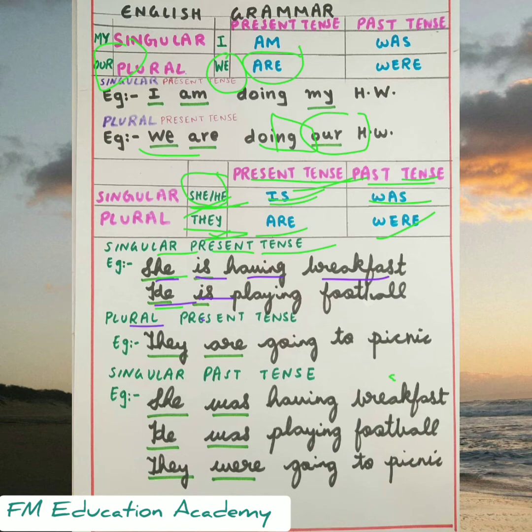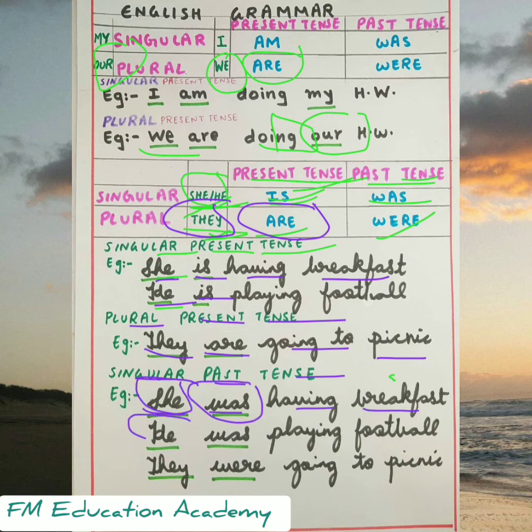Now coming to plural present tense. They are going to picnic. So we have they and we have are with it. Then we have singular past tense. She was having breakfast. So she is used with was. Similarly, he was playing football. We have he was in past tense.